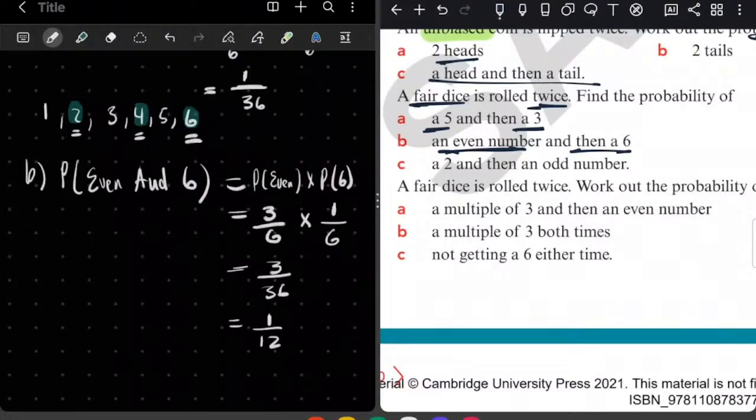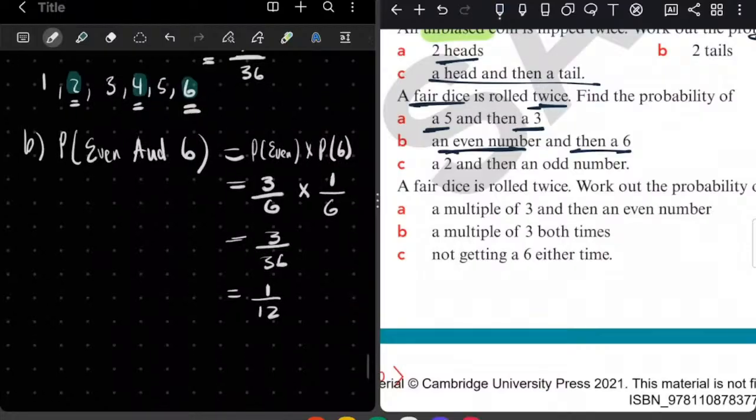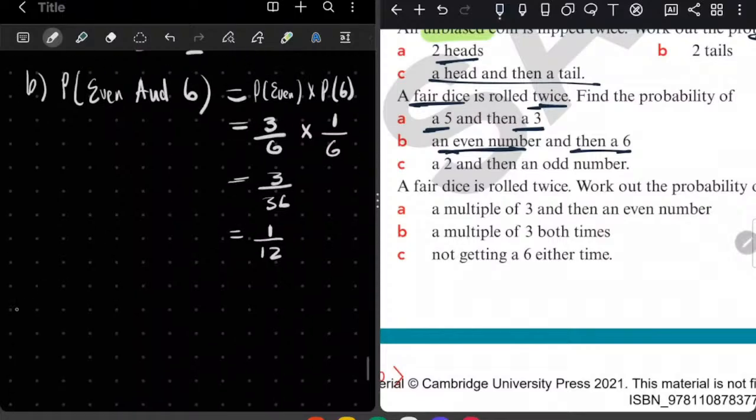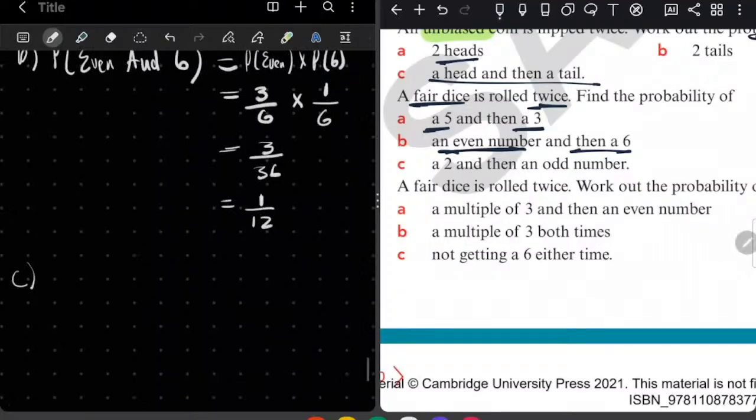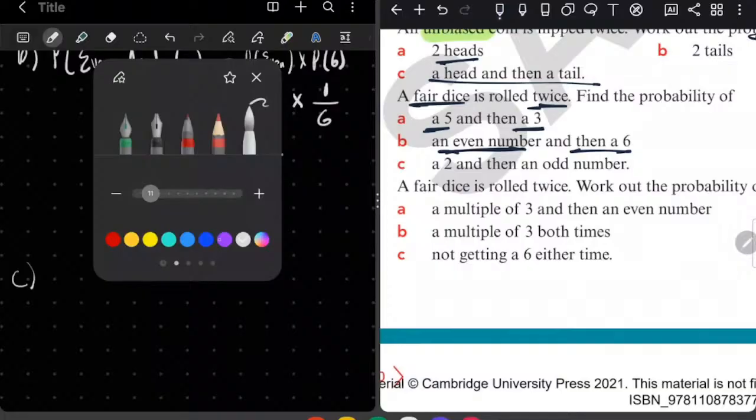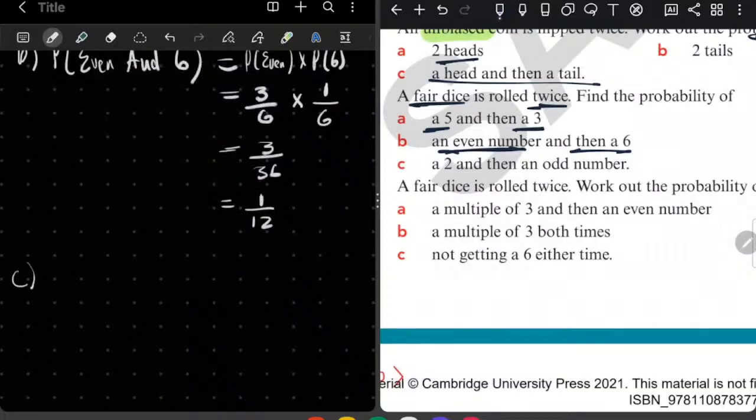Now let's do number C. The last one. This is the last question for number 2. Part C. What is part C, class? They want the probability of what? Tell me, part C. Good. Probability of a 2 and an odd number.